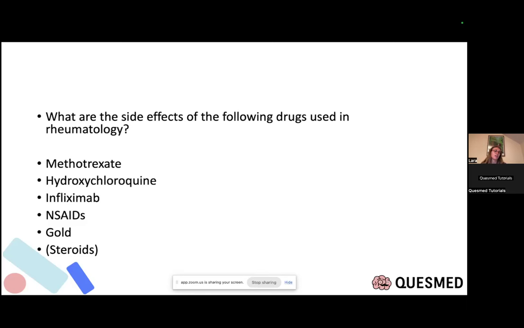I'm going to be honest, I cannot remember hardly any of the gold side effects. If you put them in, I'd be very impressed. I think they can cause bone marrow suppression, gold. But who are we giving gold to, really?